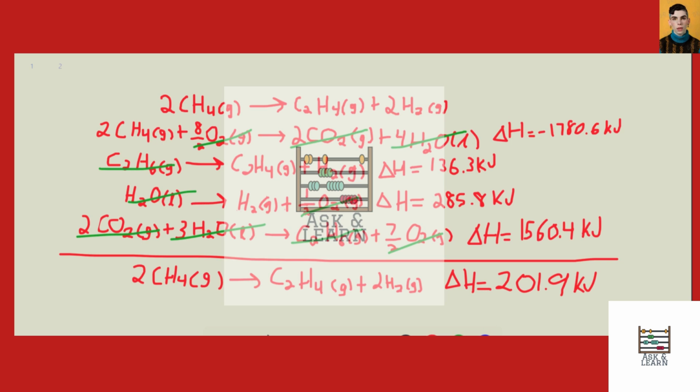So the key to solving this kind of problem is you have to figure out what's going to be on the left, what's going to be on the right, and then work from there. We know that CH4 is on the left, C2H4 is on the right, and H2 is on the right as well. So we set up those specific equations, and then we figure out how to cancel everything out.